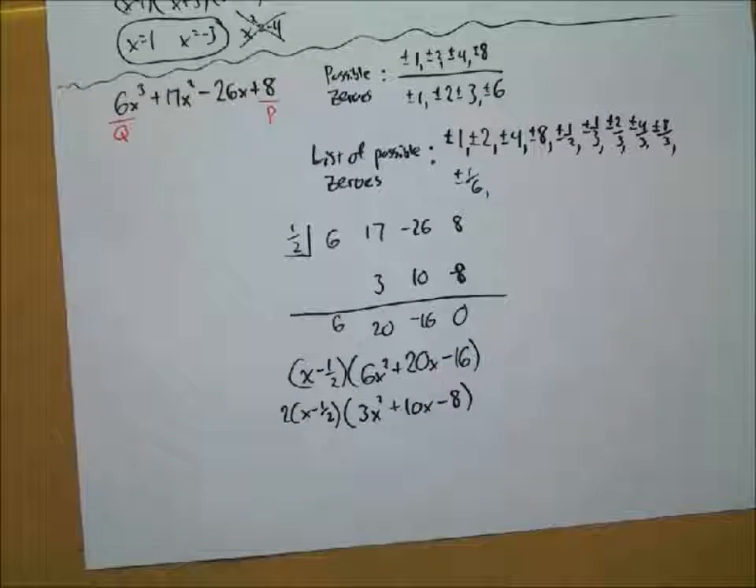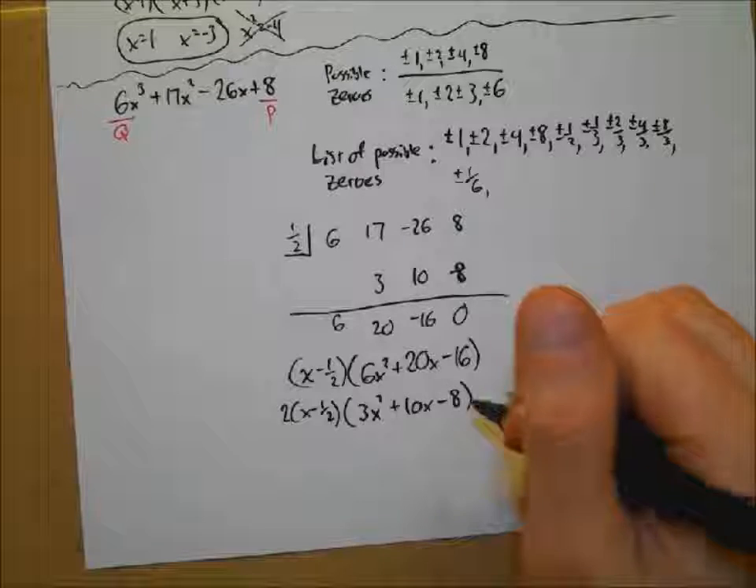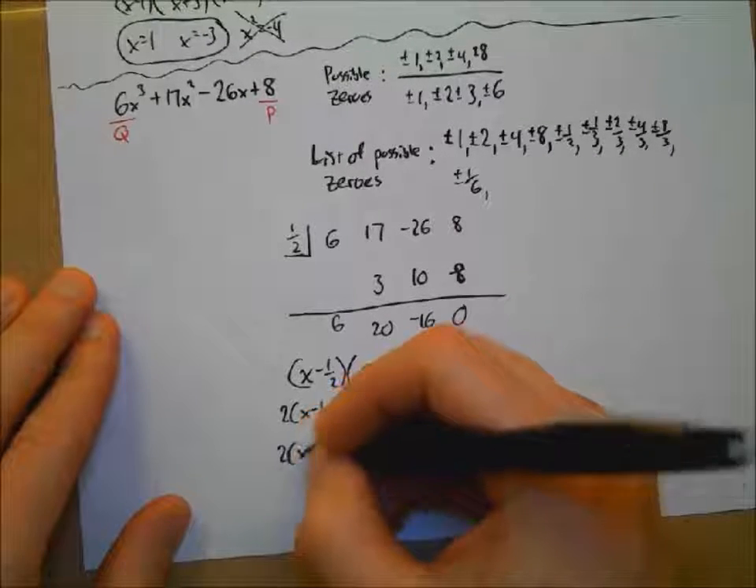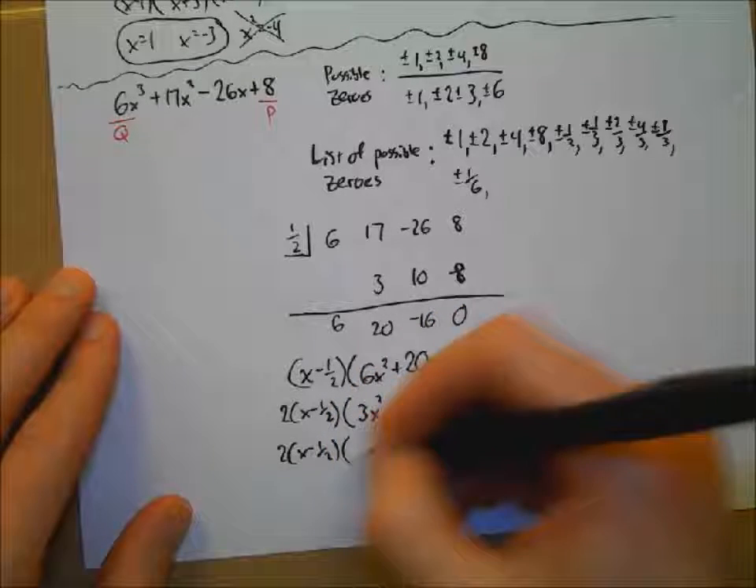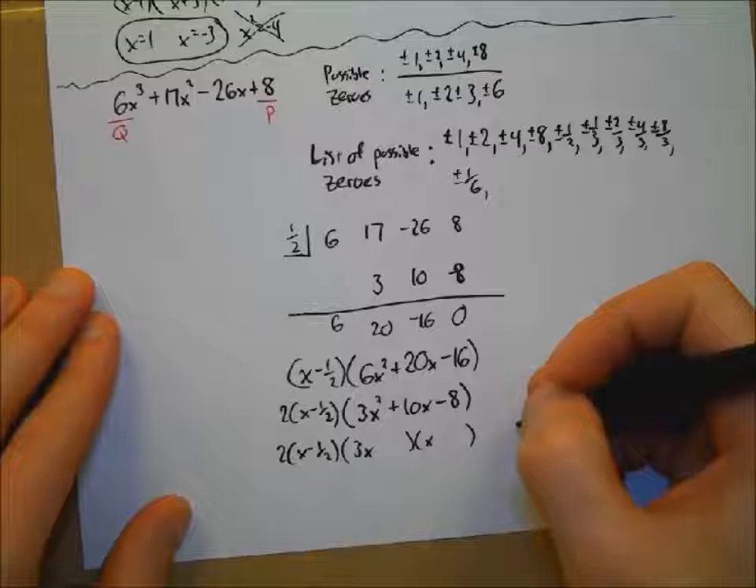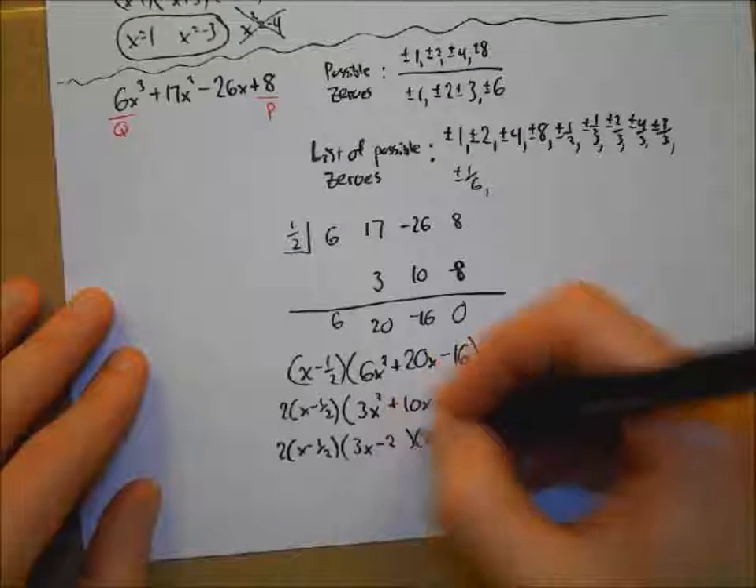Okay. And now that we're left with a quadratic, do we need to keep guessing using our list of possible zeros? The answer is no, because we know how to factor a quadratic. Or I should say, we know how to factor it if it factors. Does this thing factor? Yes. What does it factor to be? Yeah, Megan? 3x minus 2 times x plus 4.